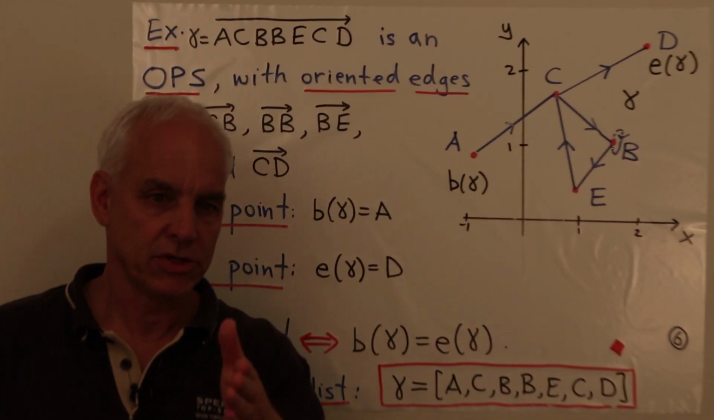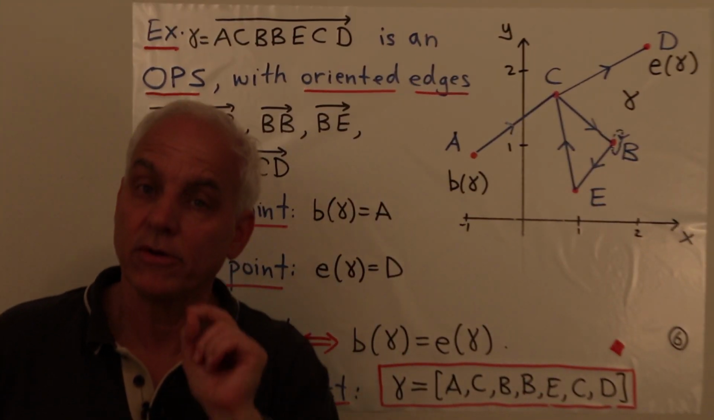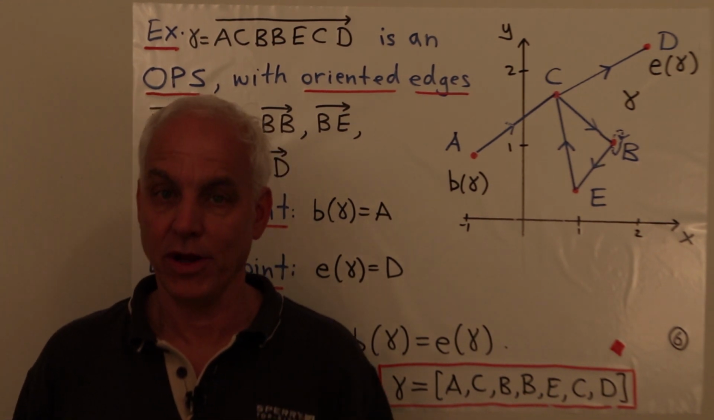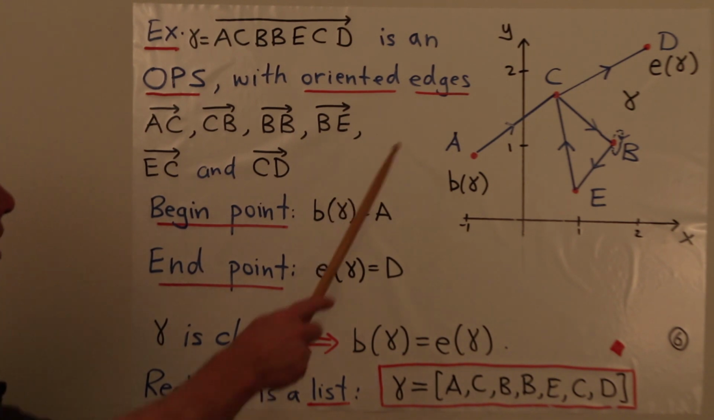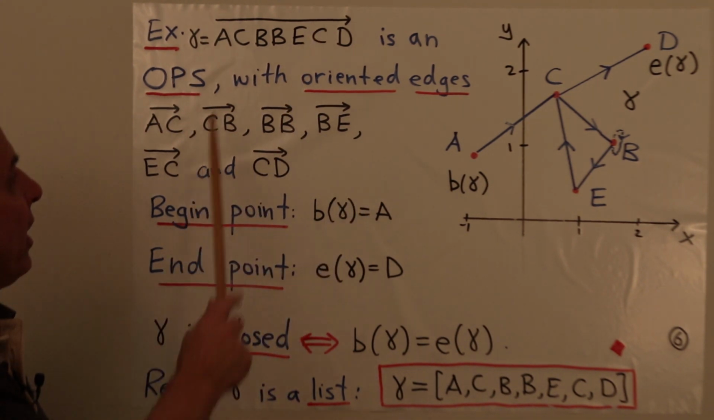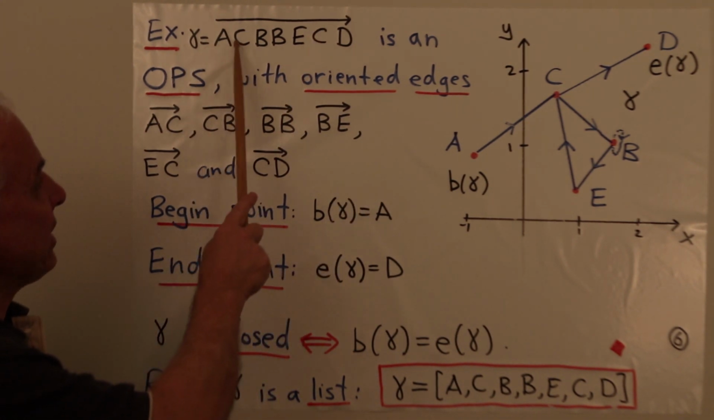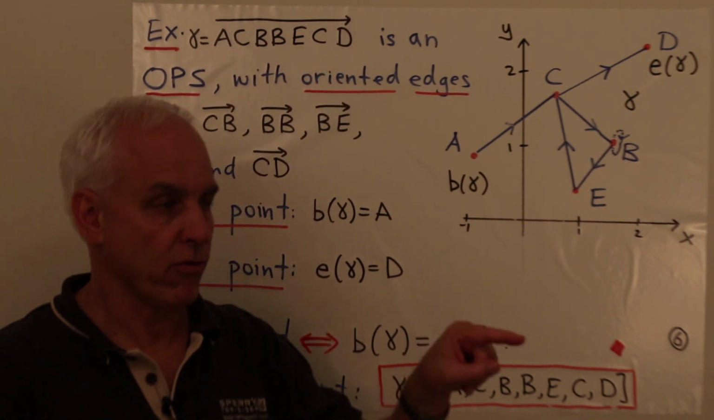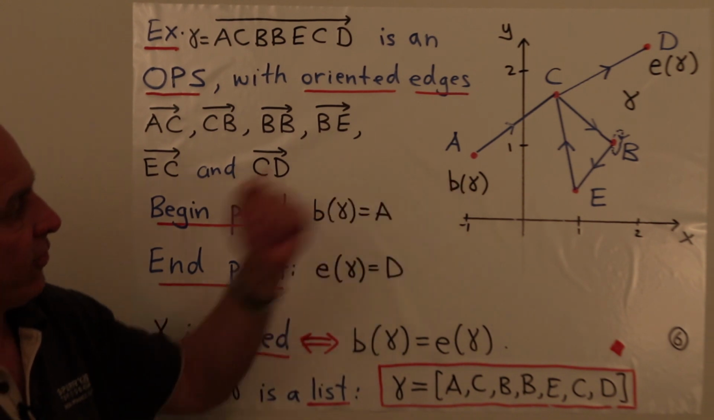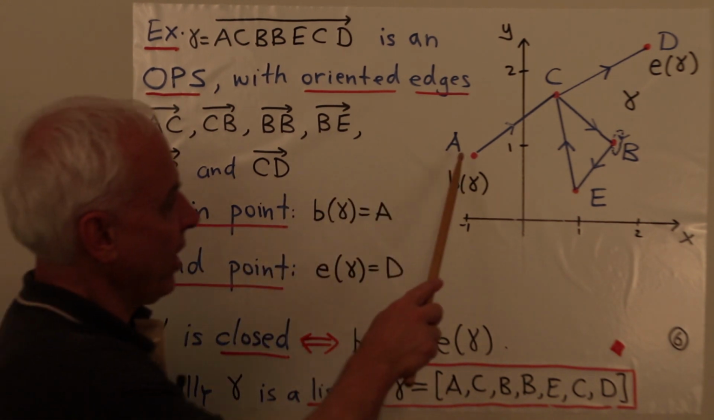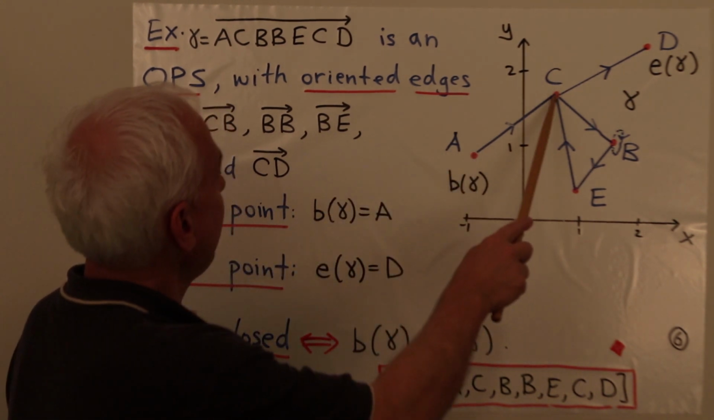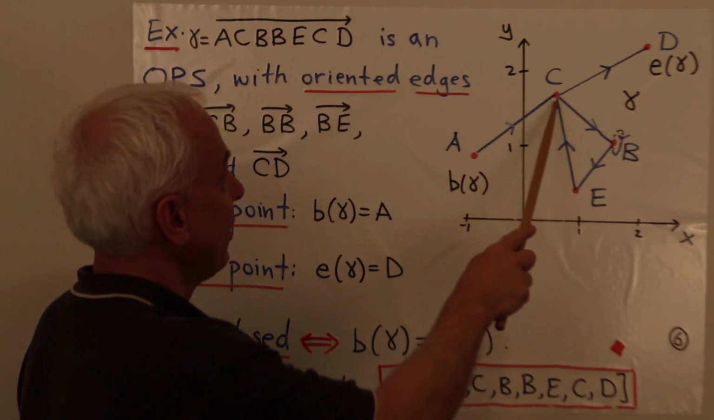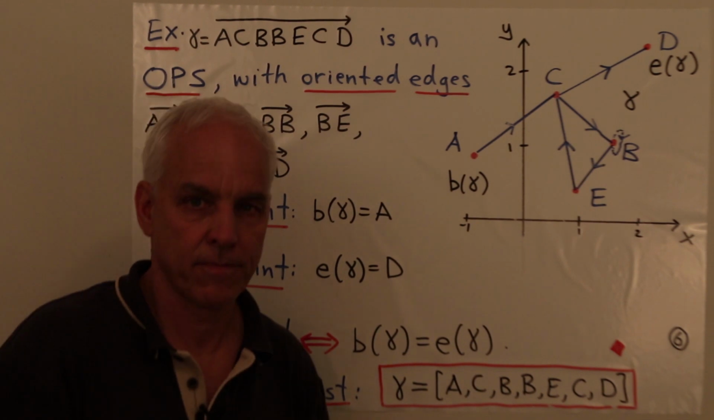Okay, so now let me introduce an example, and we'll also talk about some additional terminology associated to one of these oriented polygonal splines. So here's an example. Let's call it gamma. It's the OPS A, C, B, B, E, C, D with an arrow over it. And here's the picture. There's A, there's C, there's B again, of course, there's E, there's C, and there's D.